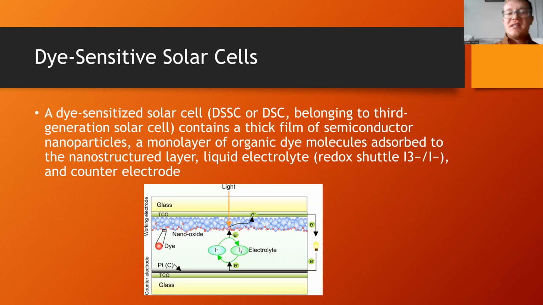Next, I'd like to talk about dye-sensitized solar cells, otherwise known as DSSC or DSC, or third-generation solar cells. And they contain a thick film of semiconductor nanoparticles, a monolayer of organic dye molecules adsorbed to the nanostructured layer, liquid electrolyte, and counterelectrode. And in this diagram, you can see the light passing through the glass and the TCO. You've got the dye at the bottom, you've got the nano-oxide in blue, and then you've got the electrons passing through.